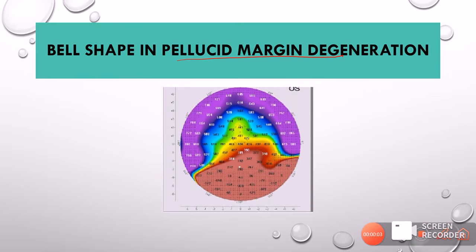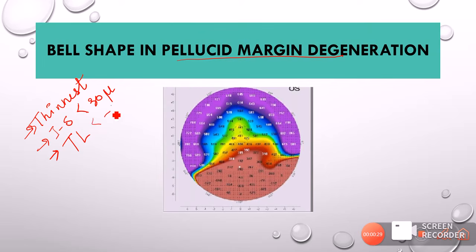To summarize the pachymetry maps, you look for the thinnest point on the map. Then you look for the inferior and superior symmetry, where the difference should be less than about 30 microns. Then you look for the shape of the maps, whether it is bell-shaped or global, which is definitely a dangerous type of map. Then we should also see the displacement of the thinnest location, which should be less than 0.50. If it is more than that, definitely there is ectasia.